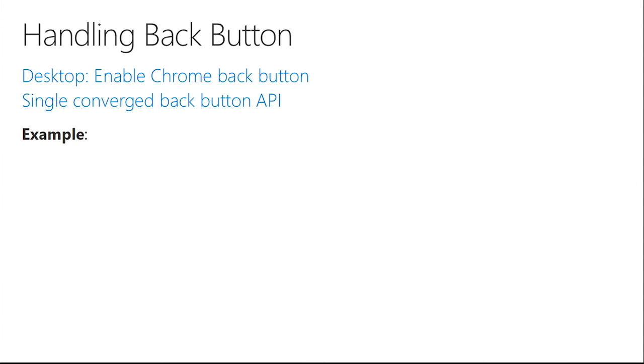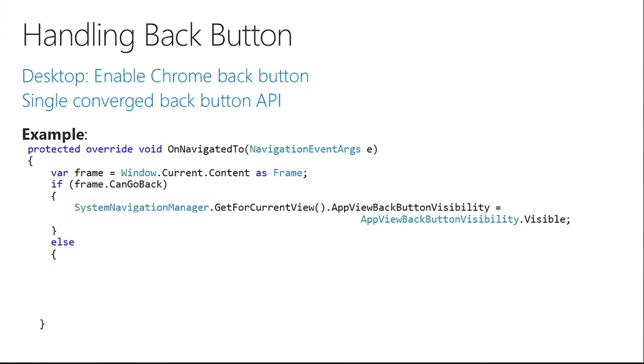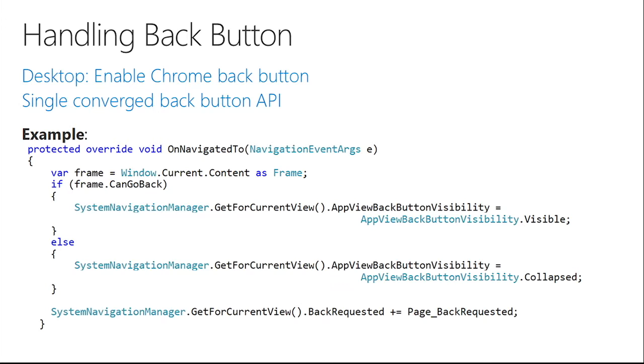Just confirm that about the handling of the back button. So in desktop, we've got that enable Chrome back button, and we've got that single converged back button API. So there we go. This is the System Navigation Manager, GetForCurrentView, AppViewBackButtonVisibility. That's the one that paints on the Chrome, the top of the Chrome when it's in a windowed mode, puts that back button on it. You'll get one automatically if you're on tablet mode, by the way.